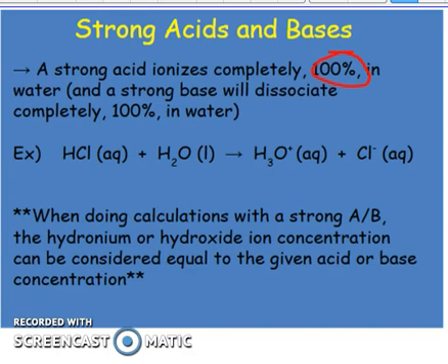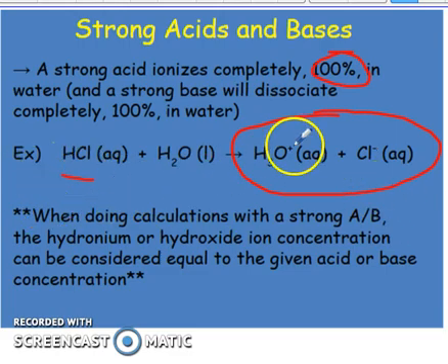So when you're doing calculations with strong acid and base equilibriums, or any sort of calculations, you are assuming that all of the reactant becomes product. So you are not doing any ICE table or anything like that. You're actually just using stoichiometry to determine concentrations, and you'll see what I mean in some of the examples we're doing.